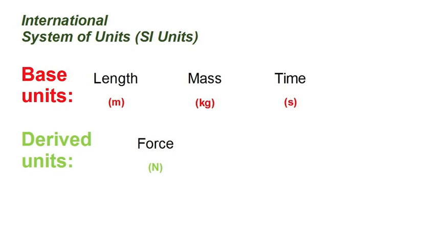The International System of Units is the modern form of metric system and is the world's most widely used system of measurement. In this system of units, we have three basic quantities, which are length, mass, and time. The unit of length is meter, the unit of mass is kilogram, and the unit of time is second. All these three units are independently defined.